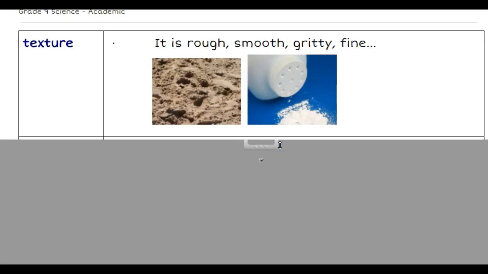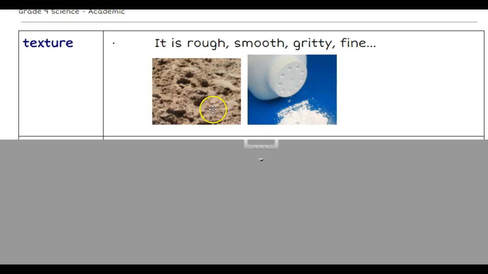So the next thing I want to talk about is texture. Texture describes what it feels like, I guess that's one way of thinking about it. Some words that come to mind when discussing the texture of a substance: I might say it's rough, like sandpaper would have a rough texture. It might be smooth, like ice can be smooth.